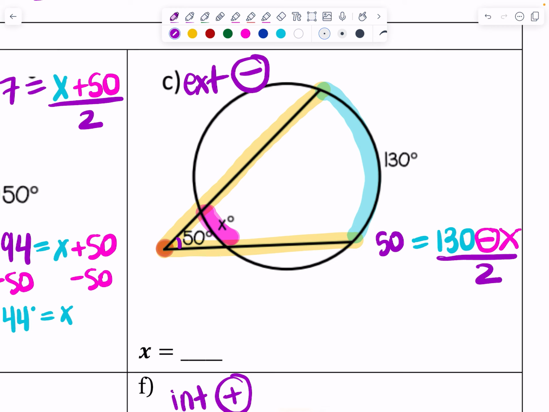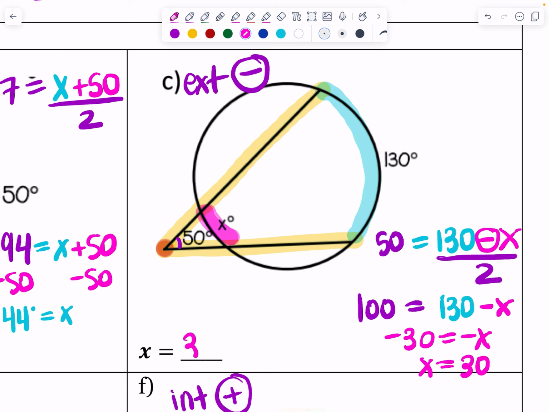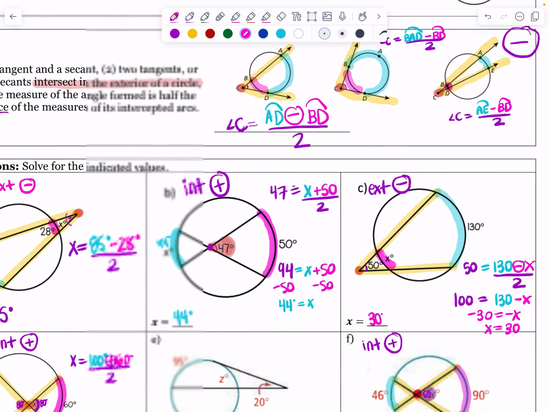So again, I'm looking for one of my arcs here. How do I get the 2 to the other side? I multiply by 2 on both sides. That gives me 100 equals 130 minus x. When you subtract 130 from both sides, you get negative 30 equals negative x. That's negative 1x, so you divide by negative 1 on both sides, and you end up getting positive 30. Does that look like a 30-degree minor arc? It does. So that is a good answer. I found the measure of the arc here.